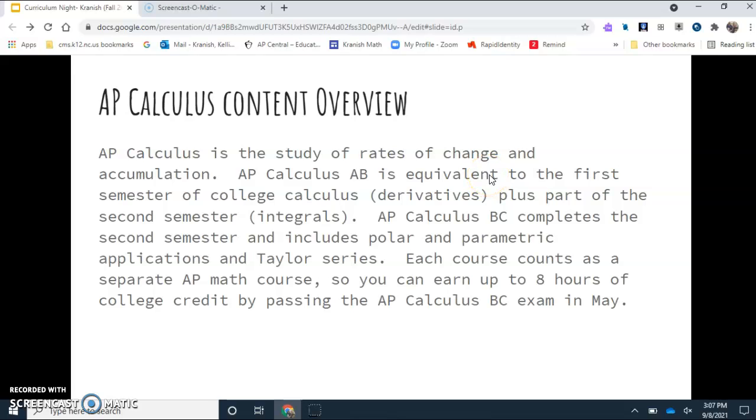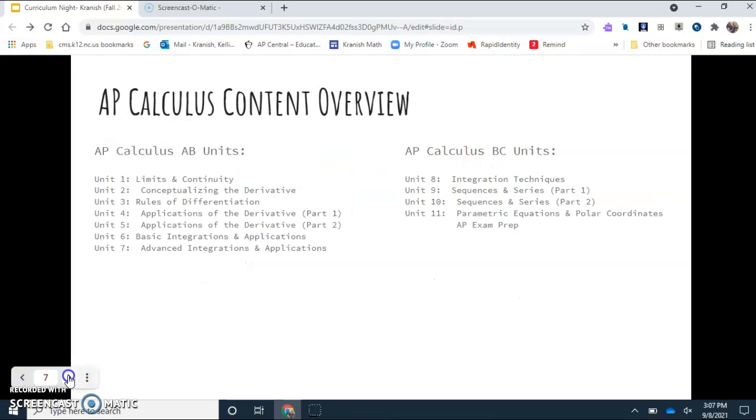First semester, your child takes AP Calculus AB. There are 7 units there. And then second semester, we do AP Calculus BC, and there are only 4 units, and then we have a lot of time to review at the end. Like I said a second ago, the first semester is equivalent to Calculus 1 in college. Second semester is equivalent to Calculus 2, so that's why you get 2 AP credits for this course when you take it all year long.